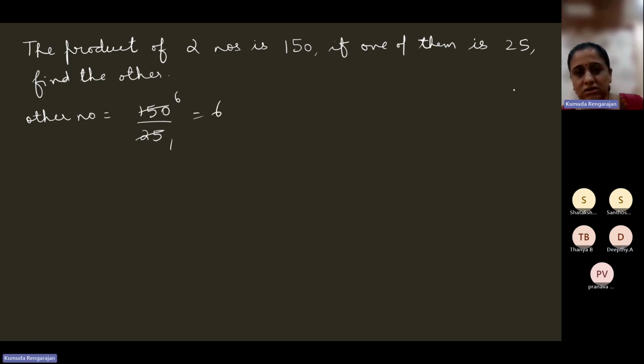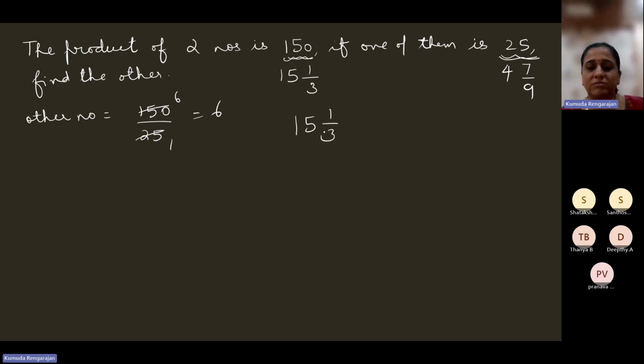So the same situation will be given, but these numbers will be replaced with fractions. You'll have to do exactly this. Say you have the fraction 15 1 by 3 here, and here you have, just for example, 4 7 by 9. So to find the other number, you'll have to divide the product 15 1 by 3 by 4 7 by 9.